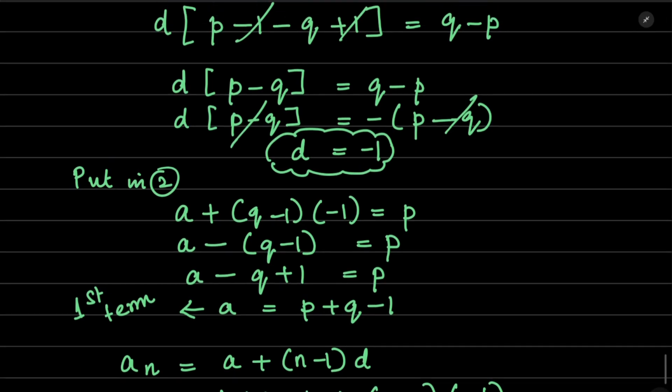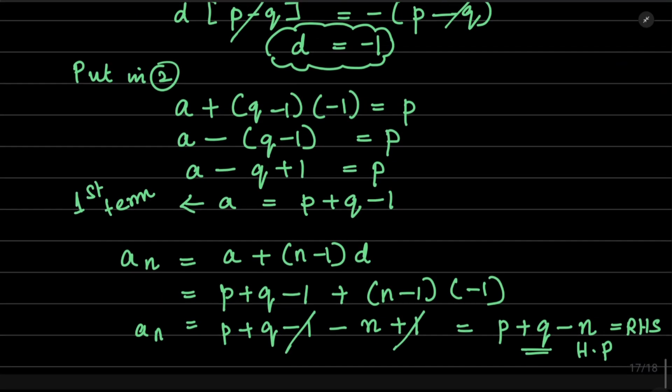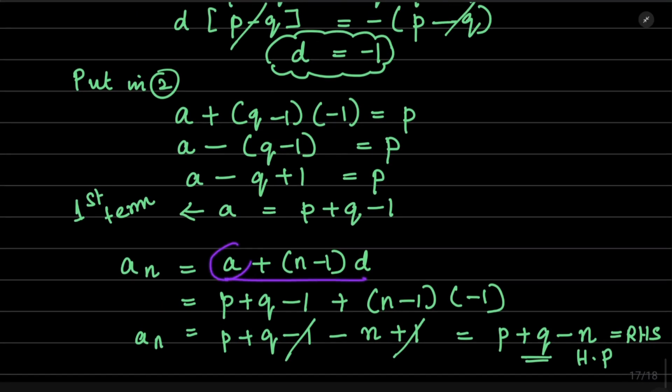After that, now that you have calculated your a and d, you are asked to find the nth term. Write the formula. Nth term a plus n minus 1 into d. Substitute the value of a. N will remain like that because you need the nth term. D will be minus 1. Okay, so when you are expanding it, be very careful when you are changing the sign. When you are multiplying minus 1 into plus, minus into plus is minus. And then you will have n minus 1 in the bracket. So when you open the bracket, you will have minus n, minus into minus is plus 1. Just be very careful with the sign. Okay, so your nth term will be p plus q minus n, which is your RHS.